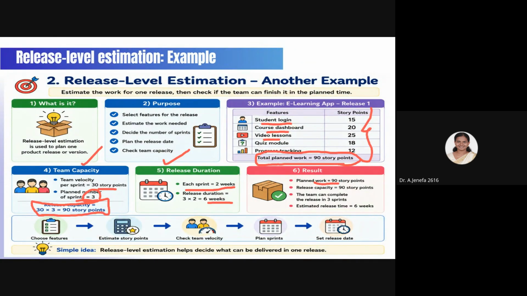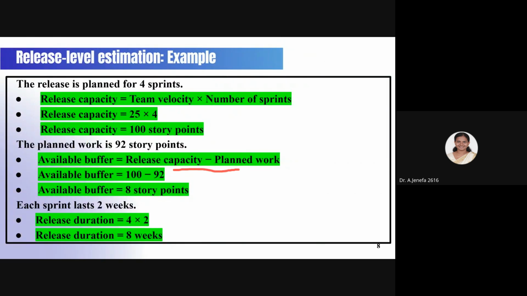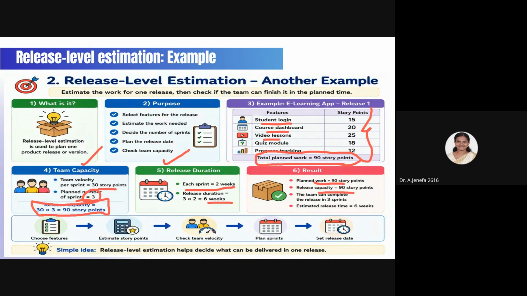So planned work is 90. Release capacity is also 90. So 90 minus 90, there will not be any user stories or duration allotted for unplanned work. We have a release buffer of 0. Why? Because, as in the previous example, we calculate release capacity minus planned work. Here the release capacity is 90 and the planned work is also 90. So release capacity minus planned work is 0. That is 90 minus 90 is 0. So we cannot do any unplanned work for this version.